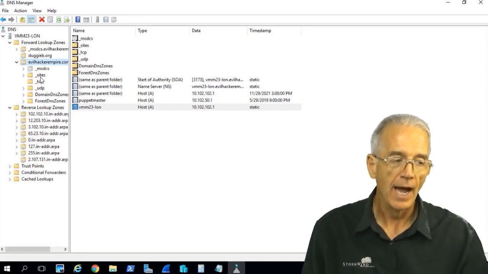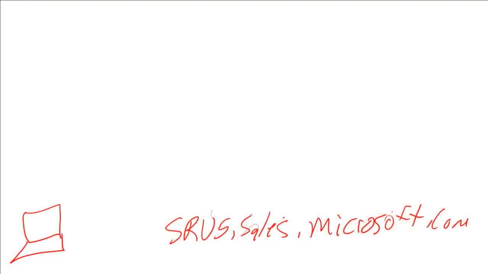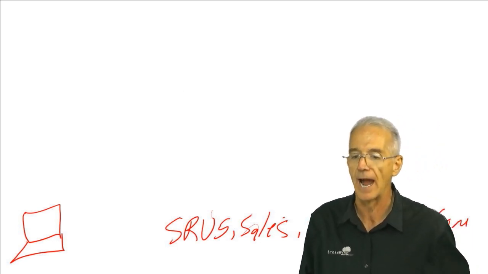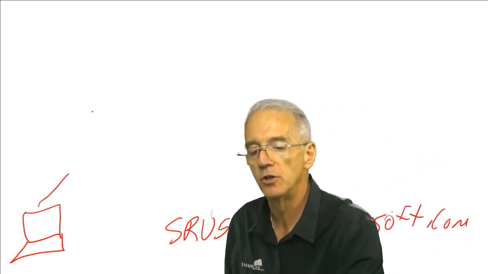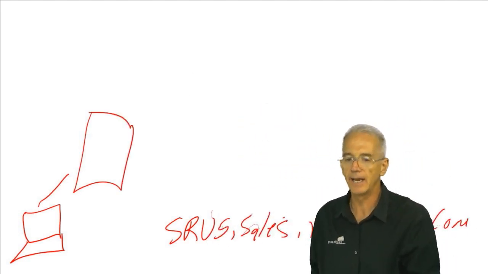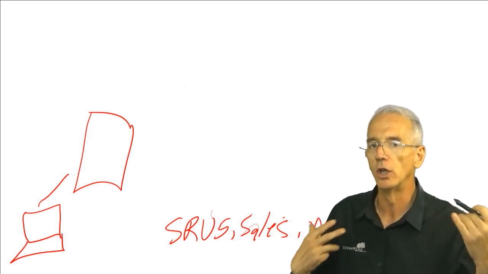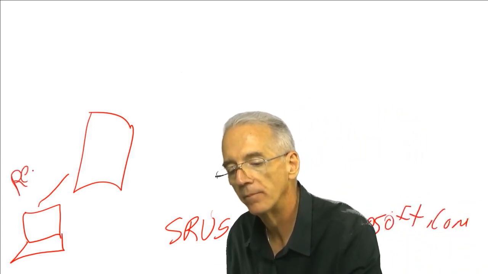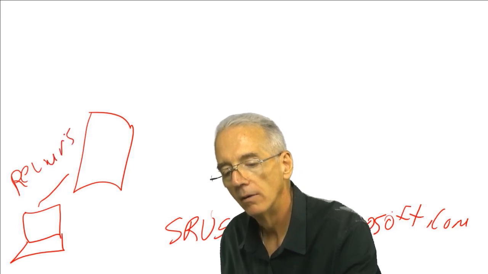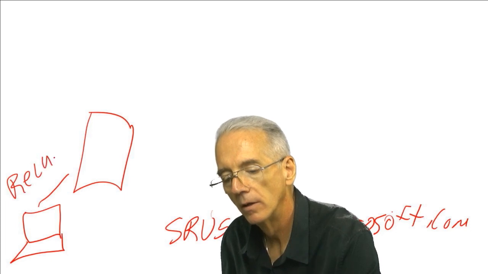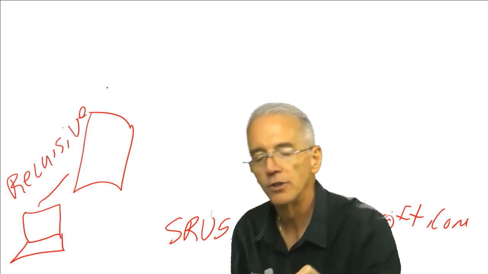So I go in and I say, all right, I want to go to server5.sales.microsoft.com. I do not have it in my DNS cache, so I'm going to send it to my DNS server. This is my DNS server. I'm going to say, hey, DNS server, I want you to do a lookup for me. And in fact, I want you to do what is called a recursive lookup. Recursive. And we have a slide on recursive.